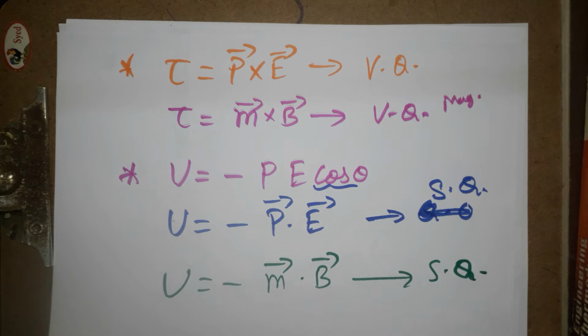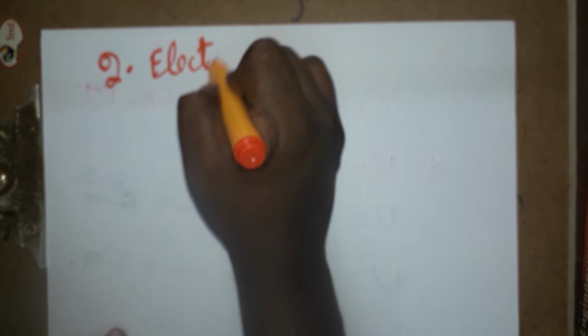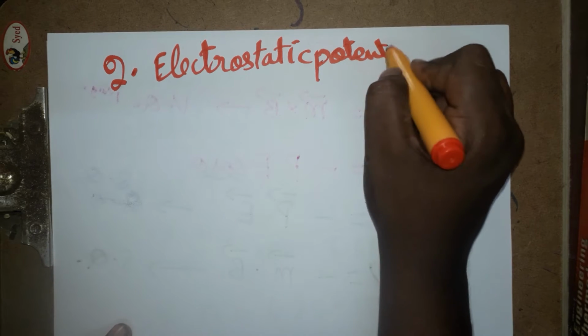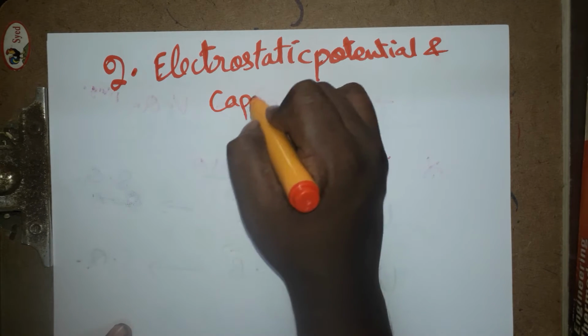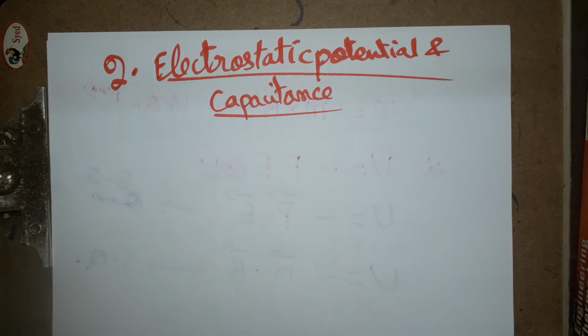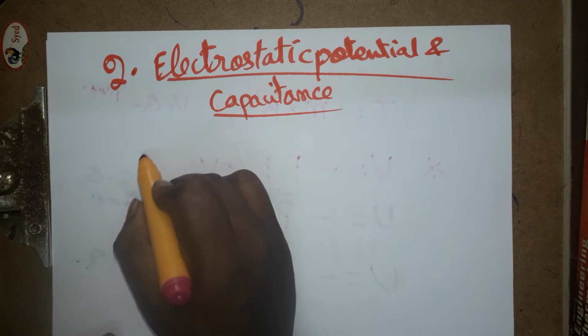See here, what we are going to do next is chapter 2, which is electrostatic potential and capacitance. Most of the important formulas I am discussing here are very useful for your board exam, so you have to watch everything. I have given many exam explanations in this video. These are the formulas we are going to learn now. See here what the first formulas are in this chapter.